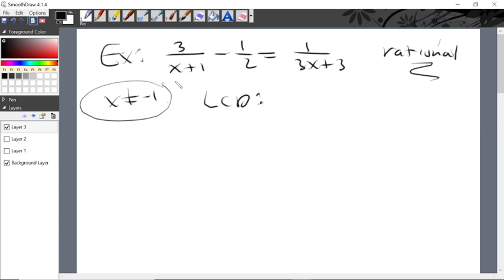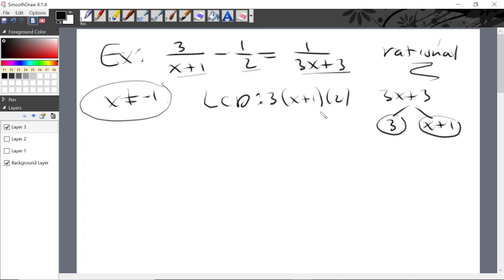And we need the LCD of x plus 1, 2, and 3x plus 3. Notice that 3x plus 3 itself factors, right? 3x plus 3 does factor as 3 times x plus 1. So the LCD has to have a factor of 3, a factor of x plus 1, and a factor of 2. In other words, the LCD is going to be 6 times x plus 1.